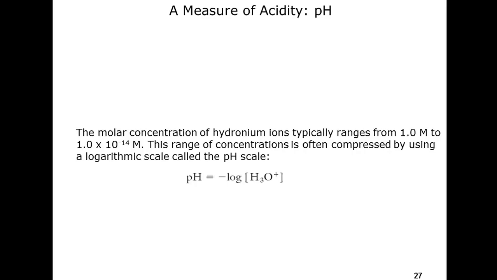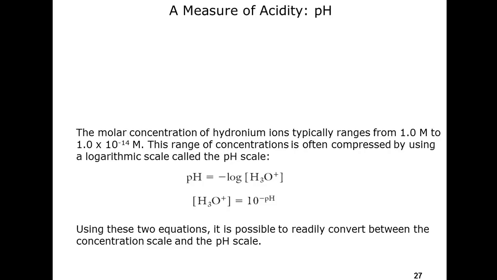Conversely, if given the pH, one can calculate the H3O+ concentration by raising 10 to the negative power of the pH. So on your calculator you should punch in the number 10, then hit the Y to the X button, enter in -7, and the answer should be 1 × 10⁻⁷. You can also do this by using the inverse log button on your calculator.